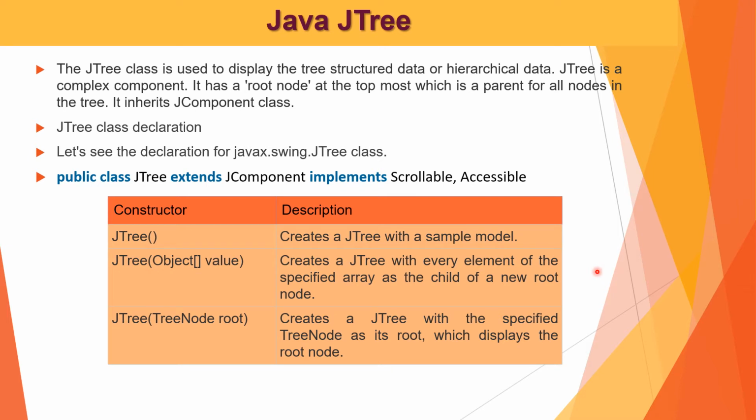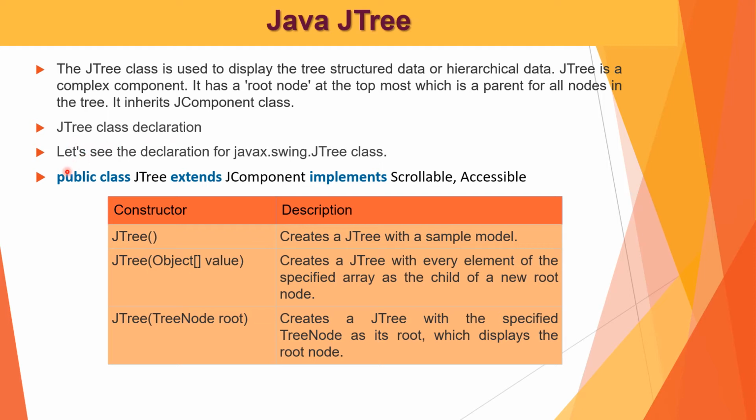Now the next thing we have to consider is the new component, that is the Java tree, that is JTree. The JTree class will be used to display tree structured data or hierarchical data. So JTree is a complex component, and it has a root node at the topmost, which is the parent for all nodes in the tree. So this will inherit the JComponent class.